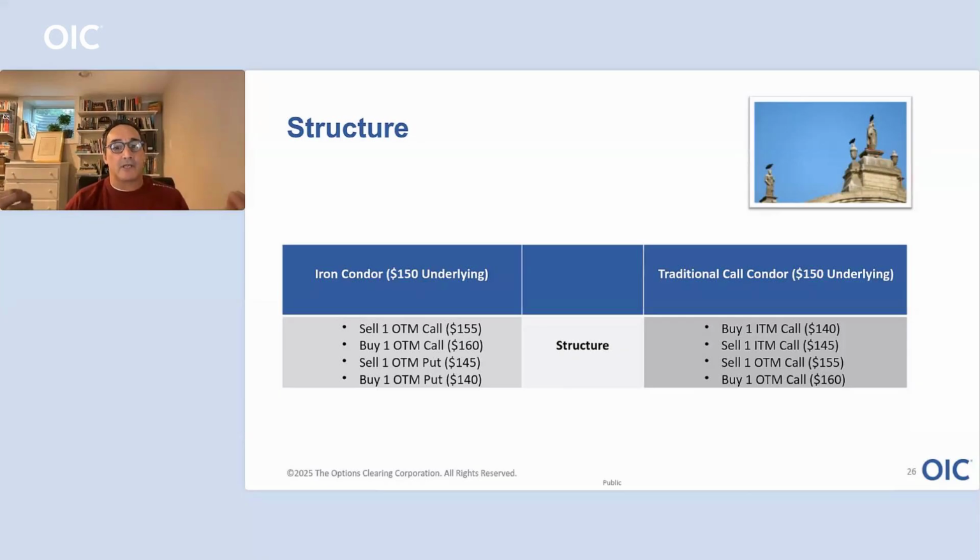It's going to have the same structure. In other words, once again, we still want the stock to trade between our short strikes, but in this case, we're putting it on for a debit, and we would do so when implied volatility is rather low. The iron condor we would put on when implied volatility is rather high.